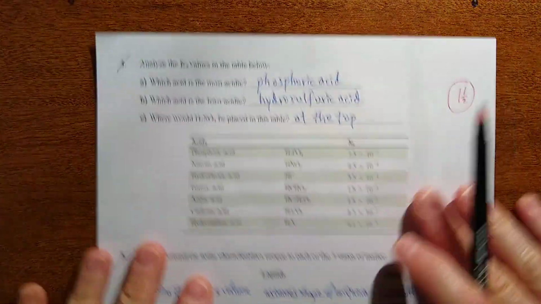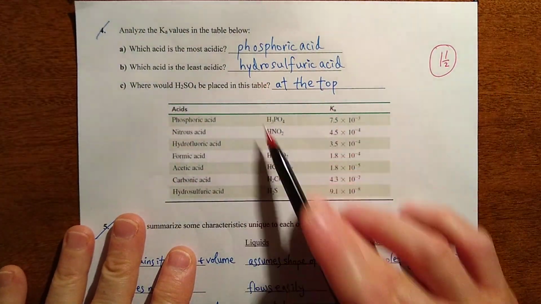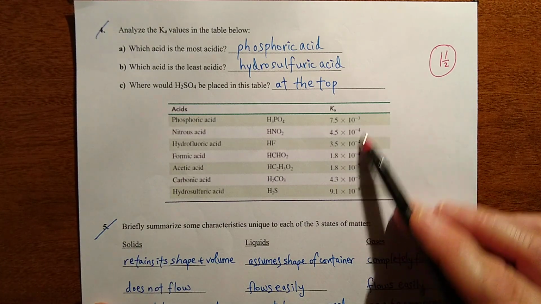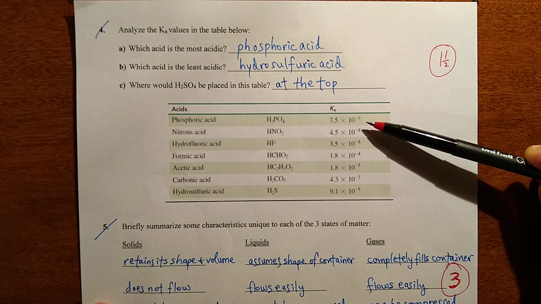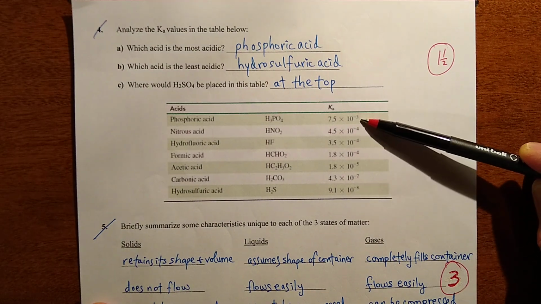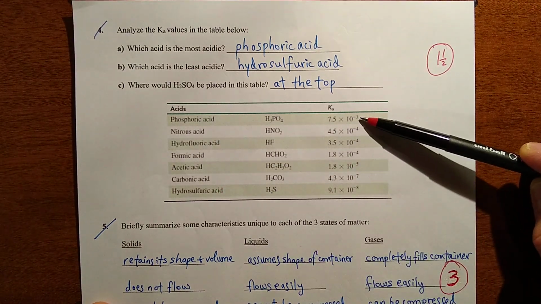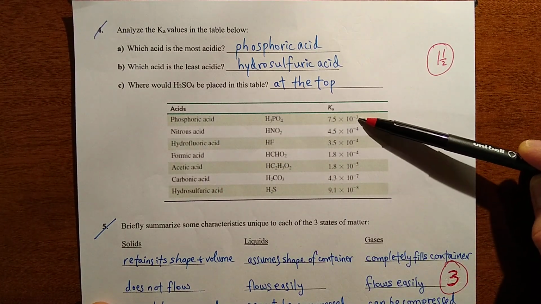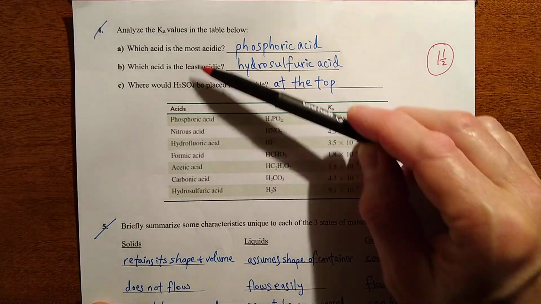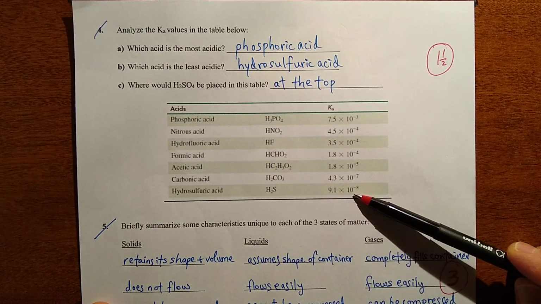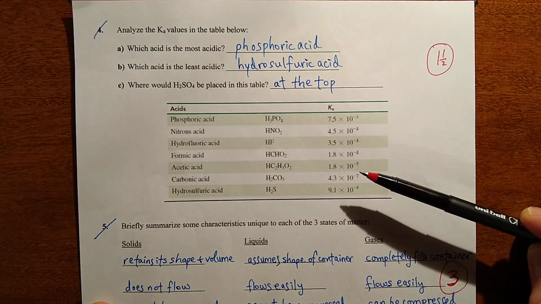The next page was here. It says analyze these Ka values in this table and answer some questions. So you can see it's listed from large Ka to small. That's a relative scale. Those are still numbers that are less than 1, but these are all weak acids. The table means that this number at the top, being the largest value, means that phosphoric acid is the most acidic of all these given. Hydrosulfuric acid at the bottom with the smallest Ka is the least acidic.